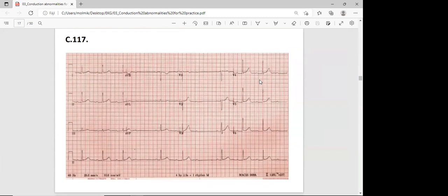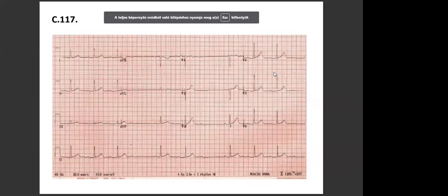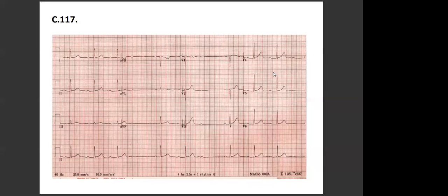Anybody has this 117? Nobody. Everybody presented everything.